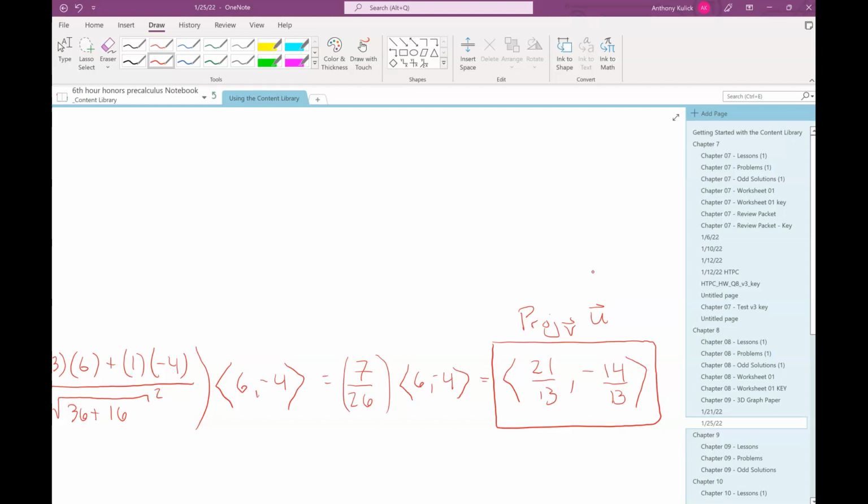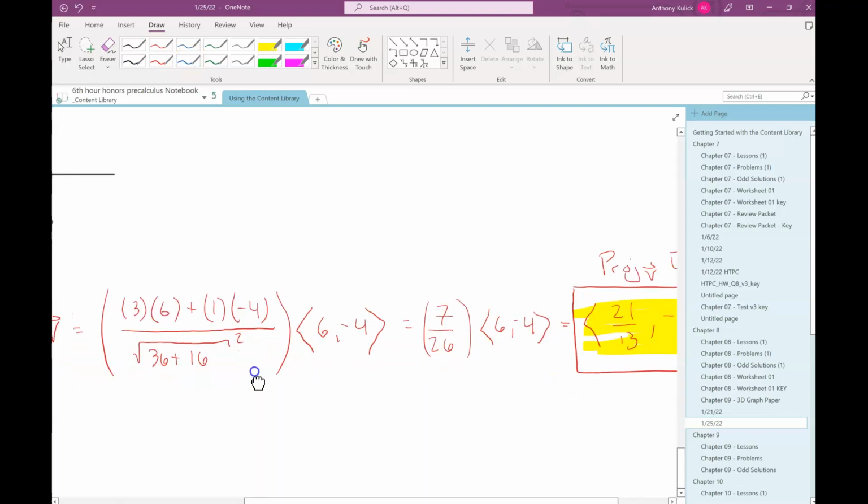Everybody's okay? I did some fraction arithmetic as I went, just reduced in my head as I multiplied. If you're wondering, wait a minute, how'd you get the 13s down there? I just reduced the fraction. So that's the first part of our question, just wanting the projection vector.